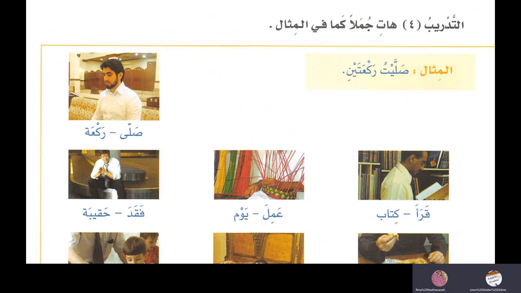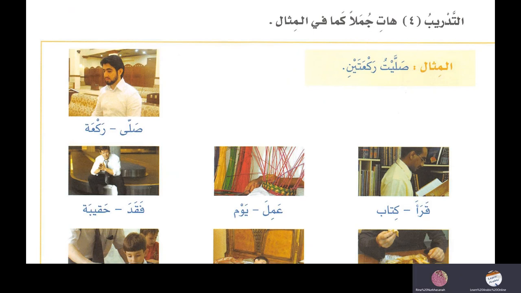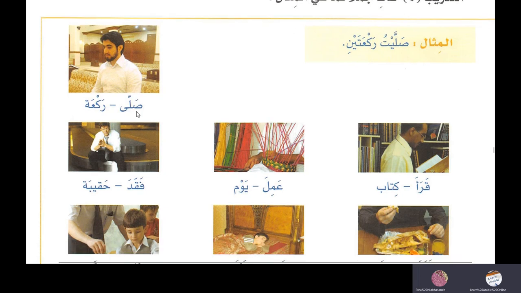In the example he says "Sallaitu rak'atain," I prayed two rak'ahs. The example: "Sallaitu rak'atain." And then "Qara'tu kitabain." Listen, let me tell you one more thing. Salla means he prayed. Sallaitu, I prayed. Qara'tu kitabain, I read two books. Qara'tu, I read. Qara'a, he read.